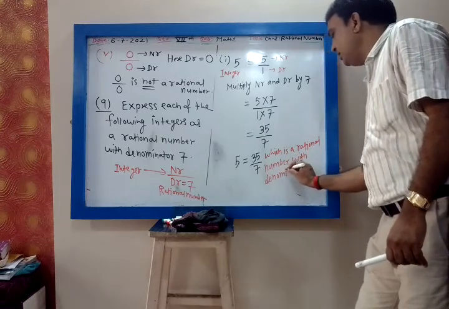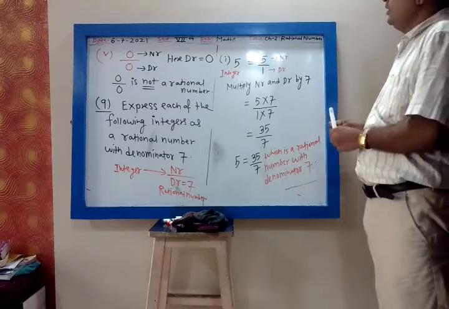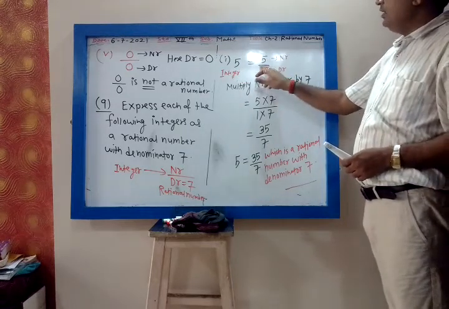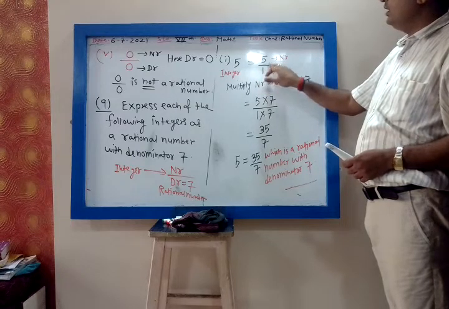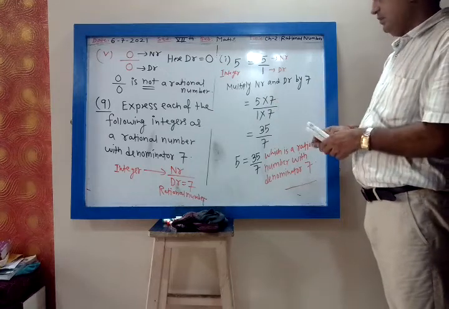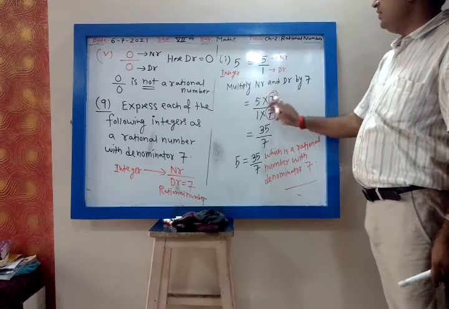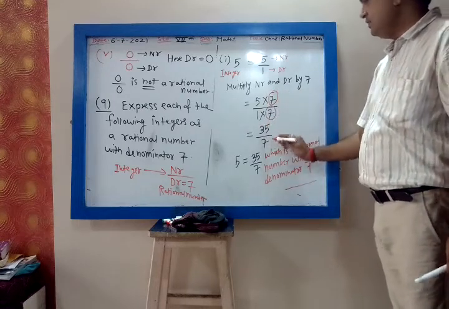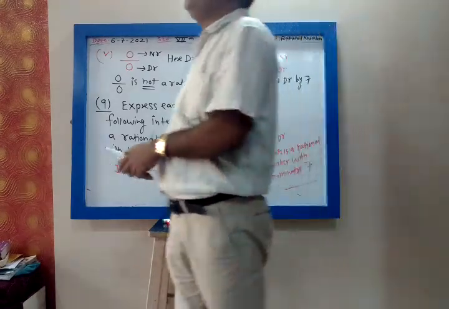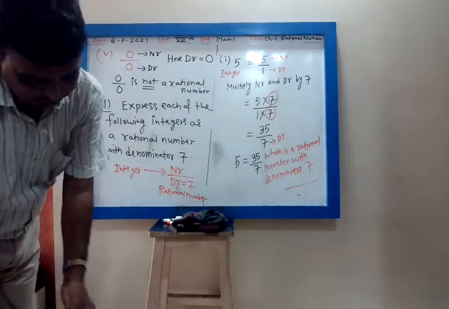We want the denominator of that rational number as 7. Is it clear? So 5 can be written as 5 upon 1, but the denominator is 1, and we want 7. So multiply numerator and denominator both by 7. 5 sevens are 35, 1 seven is 7. So now the denominator is 7, and 35 upon 7 is a rational number with denominator 7. Clear? Okay, let us see the next one.